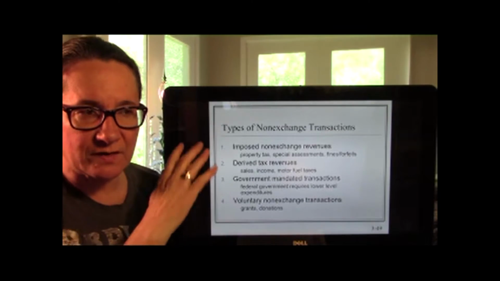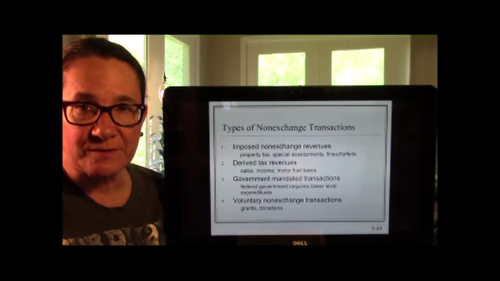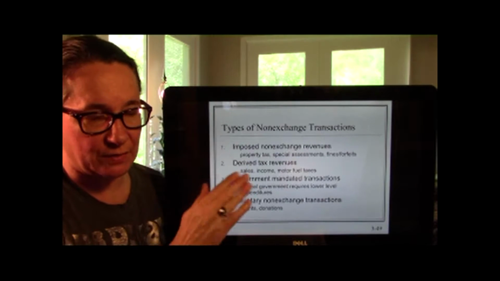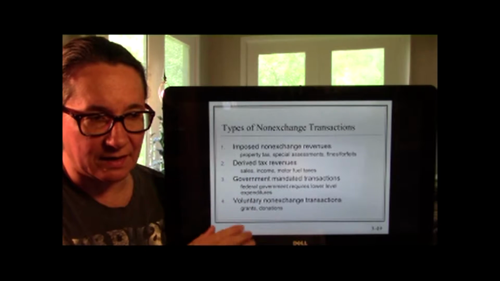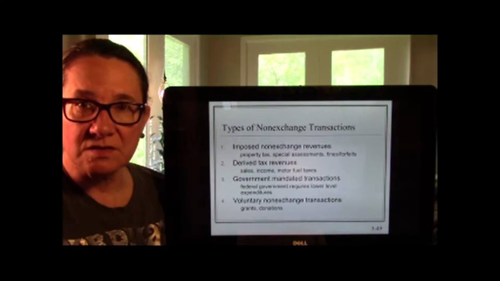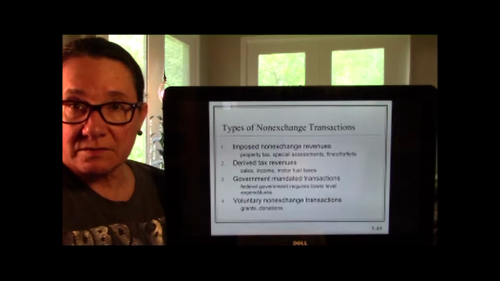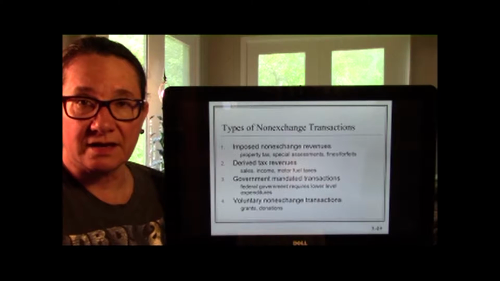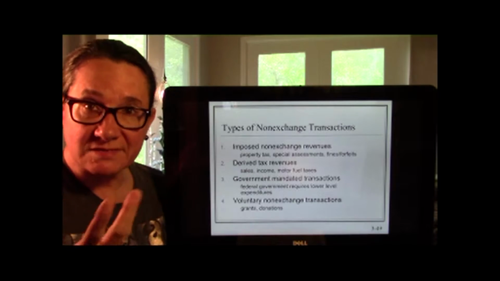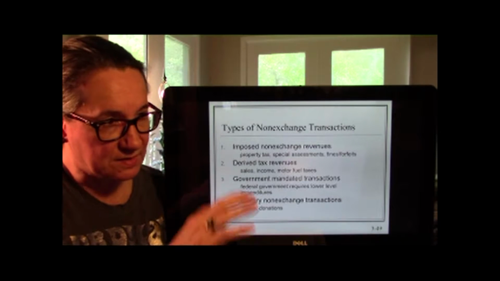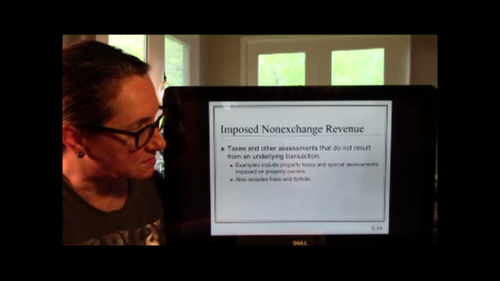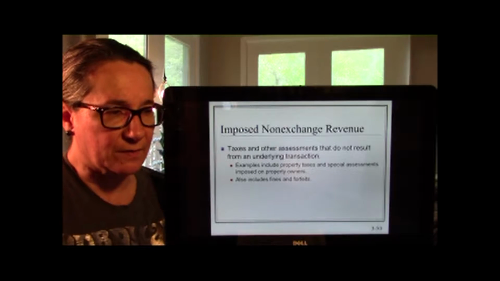All right, so we've talked about the kinds of revenues that we might recognize, right? Imposed, derived, government mandated, and voluntary non-exchange. So the thing with revenue is, when do we recognize it? And under modified accrual, there's different ways of doing this depending on what kind of transaction it is. So let's talk about those.